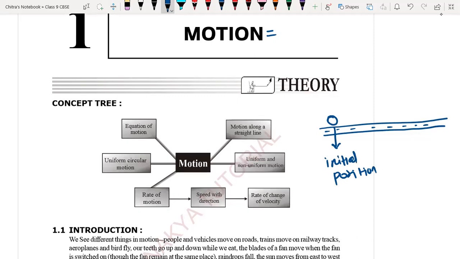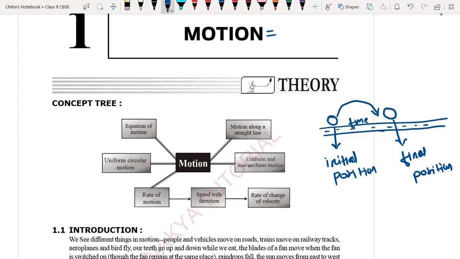But after some time, the object changes its position from here to here. Suppose now the object is here. So this is the final position, we can say. See here, when this object changes from one place to another, it will take time.